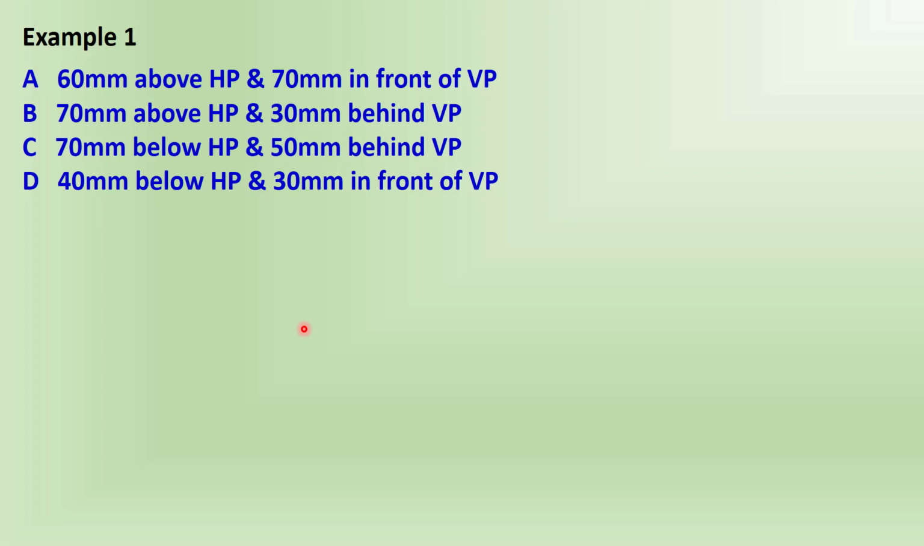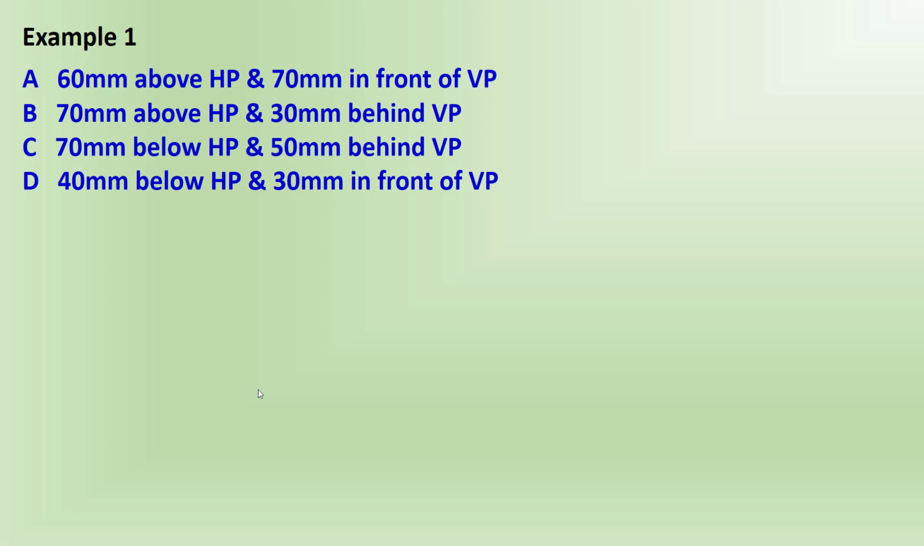So we have already learned that the distance of the point from the horizontal plane will be equal to the distance of the elevation from the XY line. Similarly, the distance of the plan from the XY line will be equal to the distance of the original point from the vertical plane. So the distance of the point from the vertical plane will be used for representing the plan from the XY line, and the distance of the point from the horizontal plane will be used for denoting the elevation from the XY line.